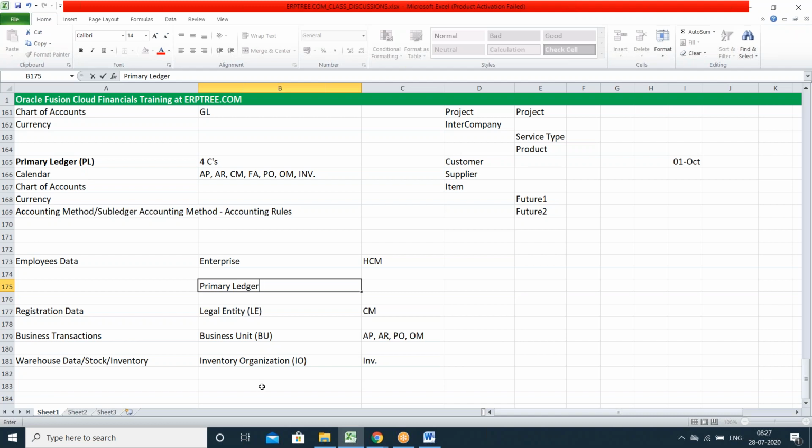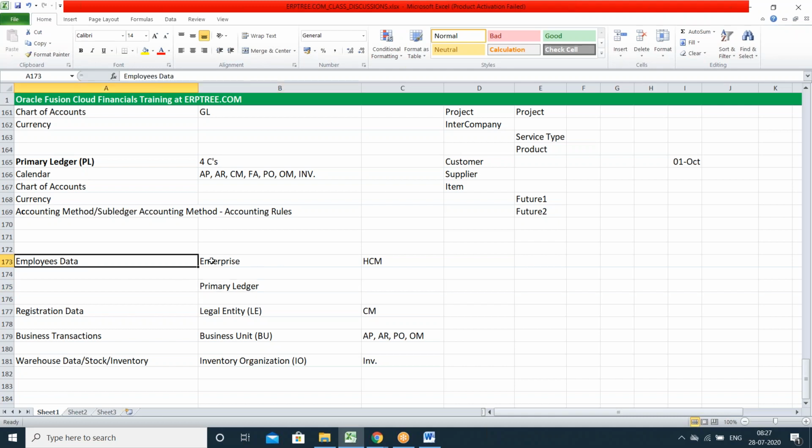Okay, we need primary ledger. With the help of primary ledger only, you can record the transactions related to employees within the enterprise concept in these applications. Even legal related transactions, if you want to record, you need primary ledger. Within the business unit, if you want to record any business transaction in any application, we need primary ledger.